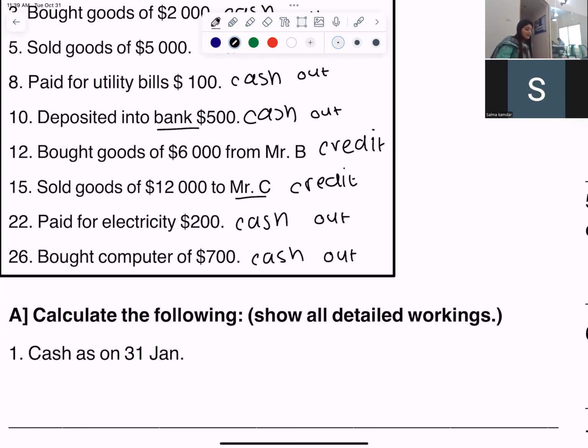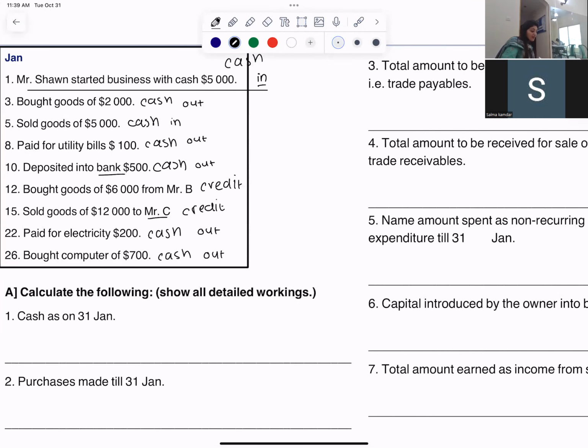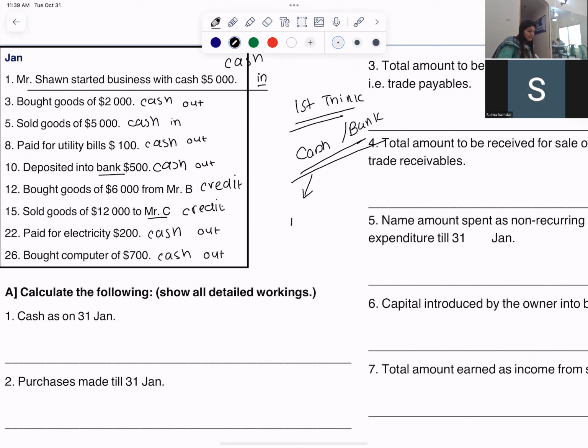Whenever we pass a journal entry, our first thinking point would always be from the point of view of cash or bank. If money is coming in the business, then what will you do? If it is cash or check, in place of bank they will give you the word check. So if cash is coming in the business, then what will you do? Debit. If cash is coming in the business, then cash will be debited.